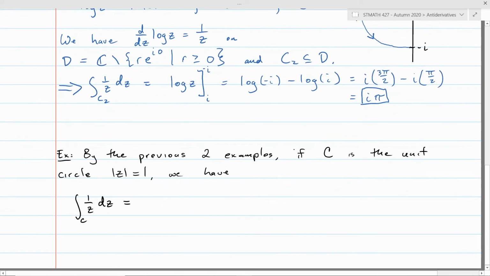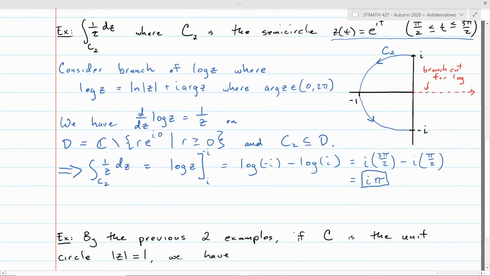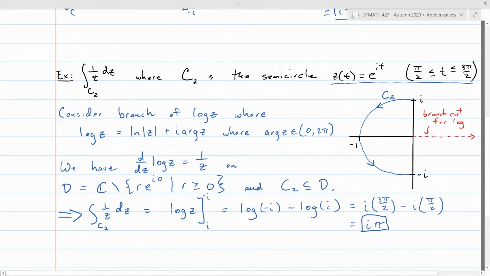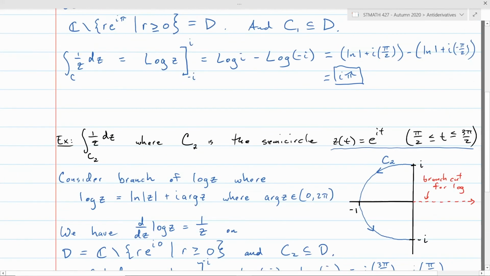One thing that we can't do with the theorem we're currently working with is integrate all the way around the unit circle, because any branch of the logarithm would have its branch cut pierce the circle somewhere. But we have done the right half and the left half.